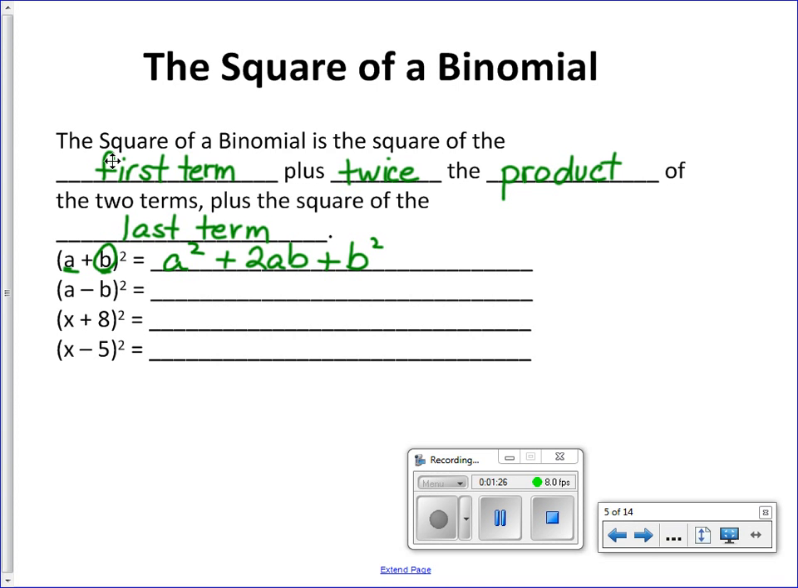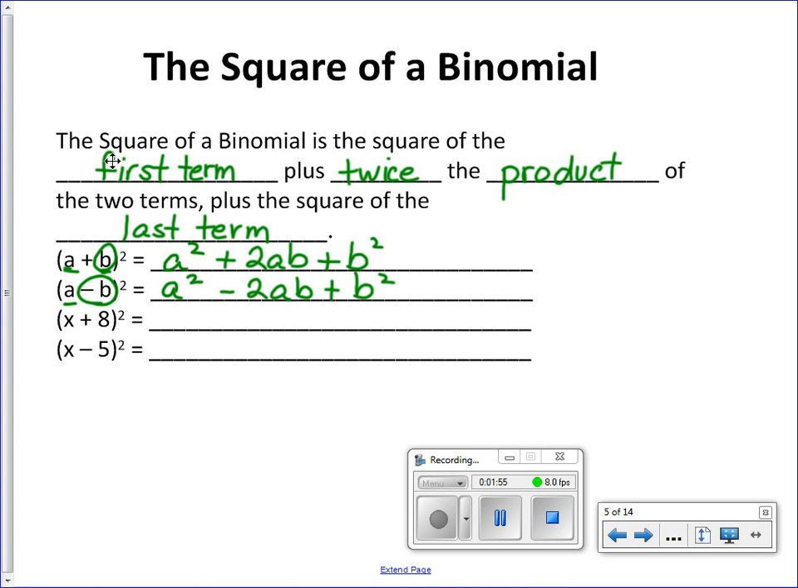All right. Let's apply the same thing to the next one. a squared is a squared. a times minus b would be minus ab, and we want twice that, so it'd be minus 2ab. And then minus b squared would be a positive b squared. Negative b times negative b would be a positive b squared.